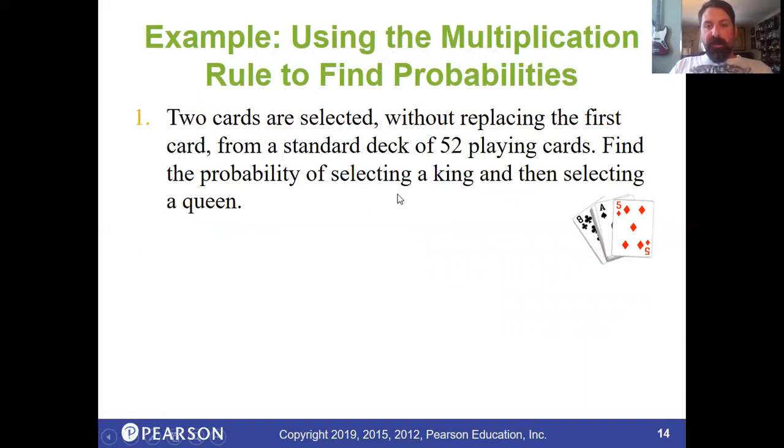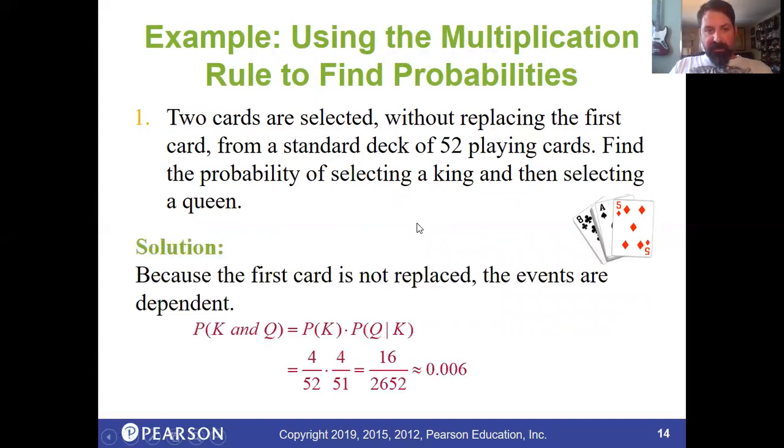What's the probability you select a king and then select a queen? So the probability of a king and queen, and the order is important, is that we get the king first, and then we multiply by the probability of getting a queen, then a king. Okay? The probability we get a king is 4 out of 52.